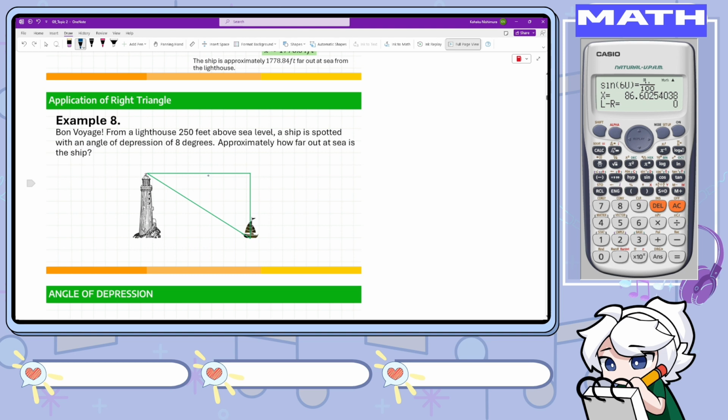Bon voyage. From a lighthouse 250 feet above sea level, a ship is spotted with an angle of depression of 8 degrees. So we set this as 8. We can actually visualize this. We can draw this triangle this way, right? The angle of elevation will look something like that. Wait, let me connect this properly. So there you go, the figure will look something like this.